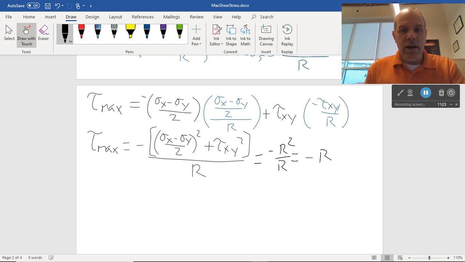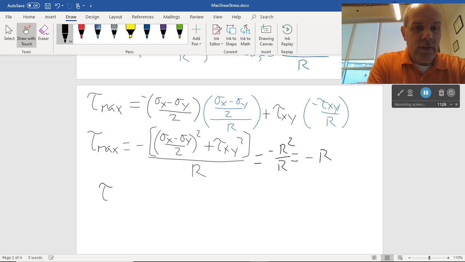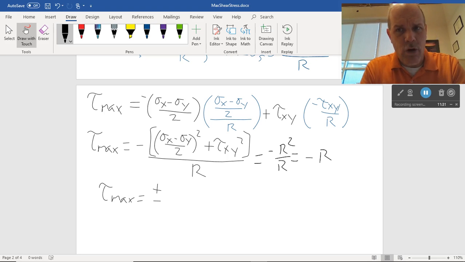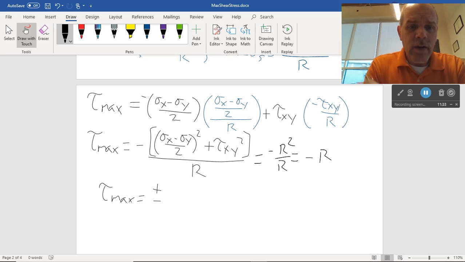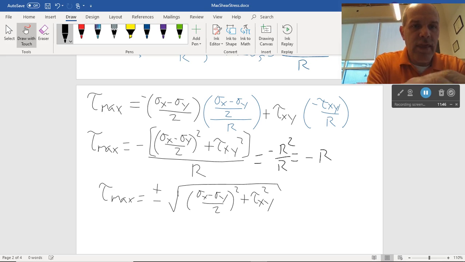So what we wind up being able to say is that really tau max is equal to plus or minus, and this is really tau max and tau min. We just leave it as tau max, right? Tau max is equal to the square root of the quantity sigma x minus sigma y over 2, squared, plus tau xy squared. And this is the value of our maximum shear stress.